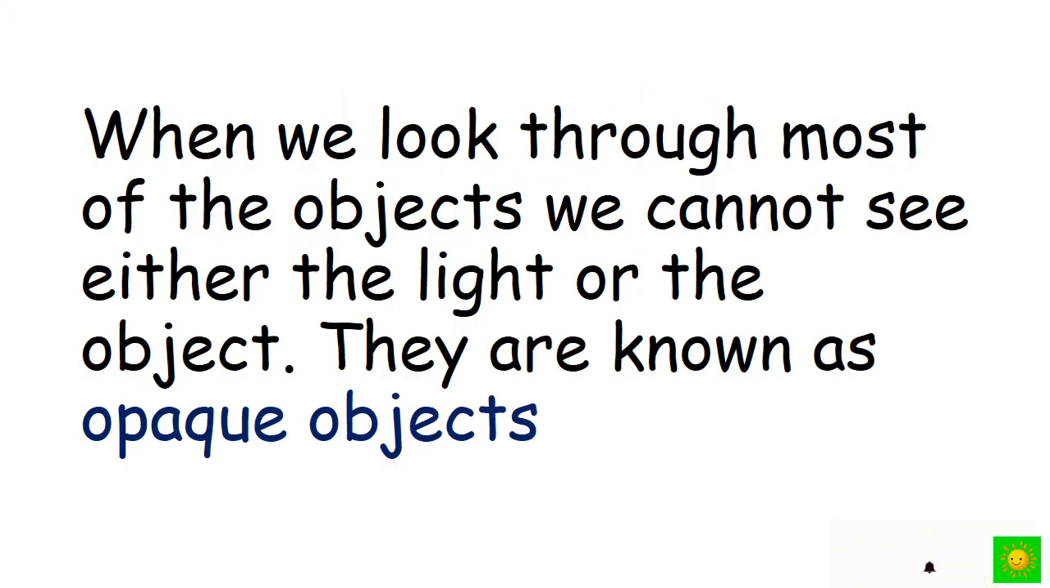When we look through most objects, we can see neither the light nor the object. For example, cardboard, wood, metal, paper, and tar. These objects are known as opaque objects.